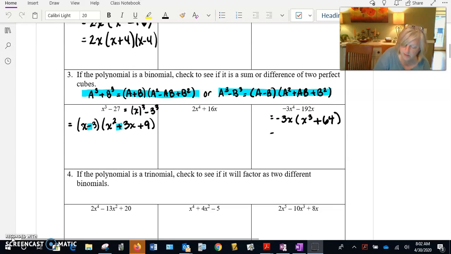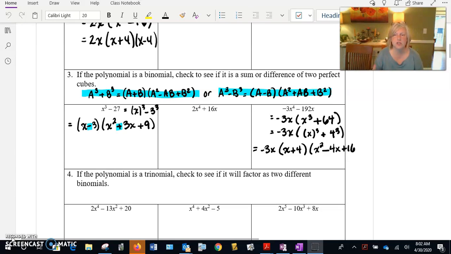And so what we're going to recognize is that our A is going to be x, and then 64 is 4 cubed. So now I'm ready to factor it. So negative 3x, then we're going to have x plus 4, and then our x squared minus 4x plus 16. And so that shows you our factoring for those.